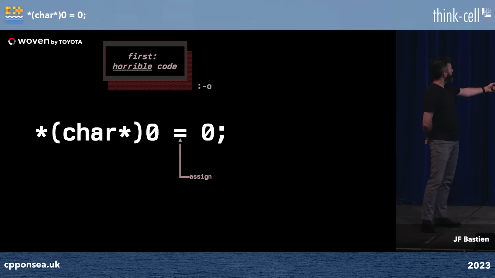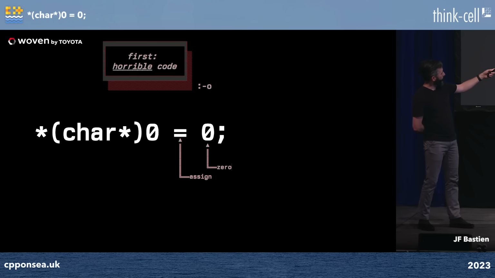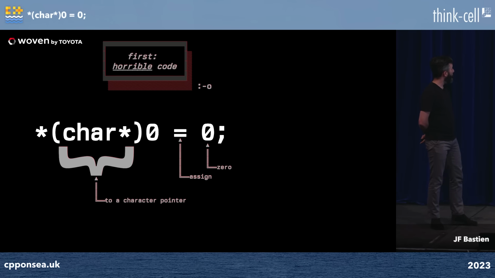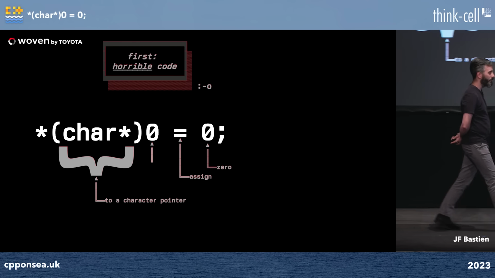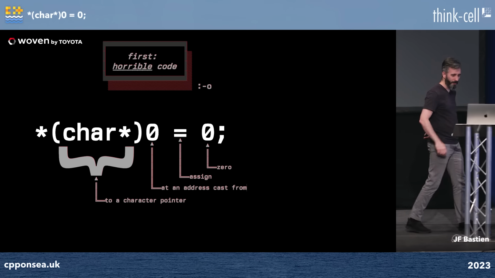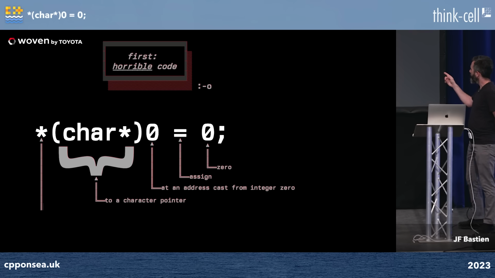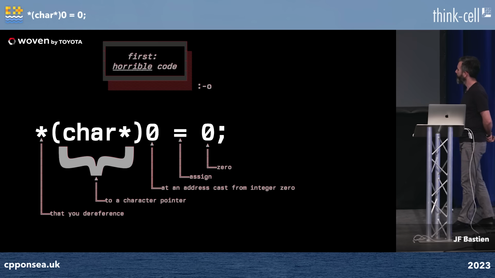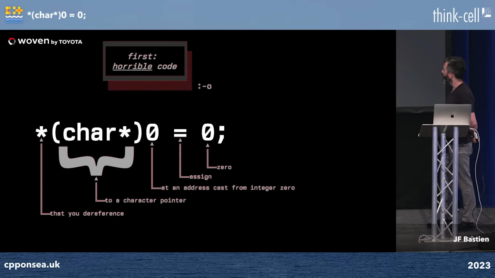Okay, well, let's break it down. This is an assignment, right? So you're assigning the value 0. That's nice. You're assigning it where? Where you're going to take this, which happens to be a character pointer, and then what are you going to do? Well, you're going to have my clicker that doesn't work, which is annoying. There we go. Add an address cast from integer 0 that you dereference. That's pretty nice. Okay, that's pretty straightforward.